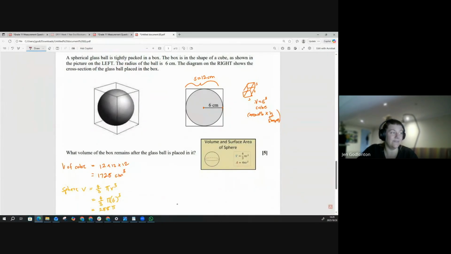And so the volume that remains after I put my sphere inside the box, so remaining volume, is 1728 minus 288 pi, and that's going to give us 823.22 centimeters cubed. If your decimals are a little bit different, it's okay. It just means you rounded off earlier than I did. Please feel free to take a screenshot.